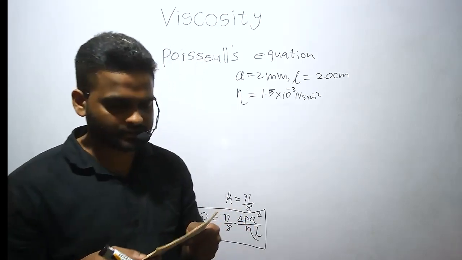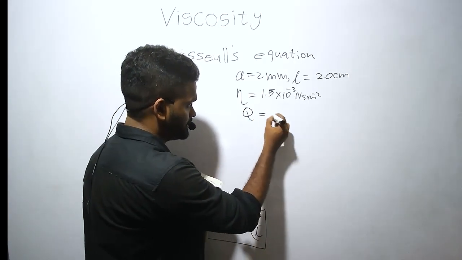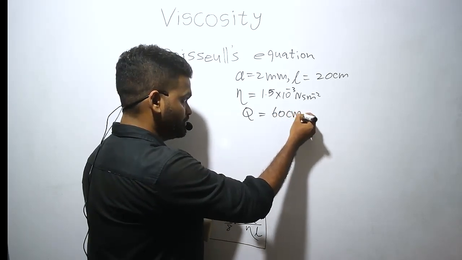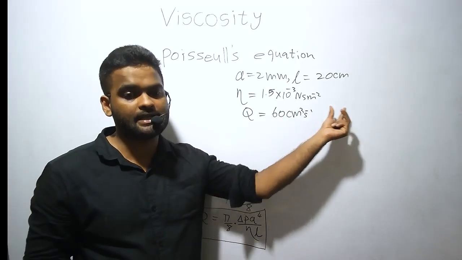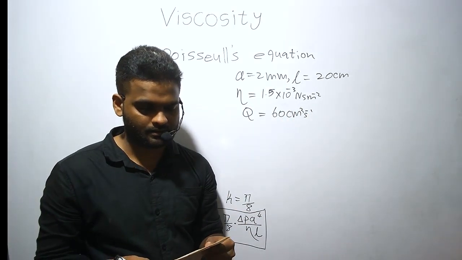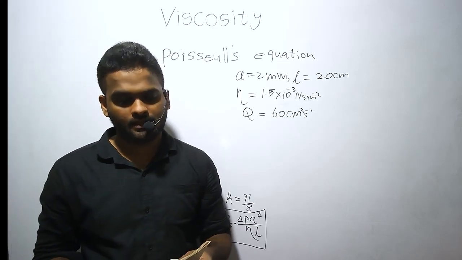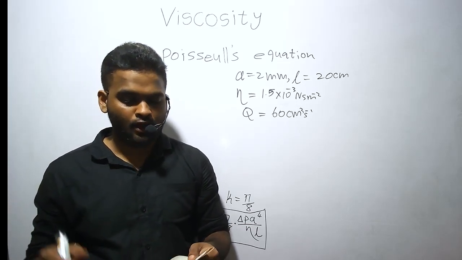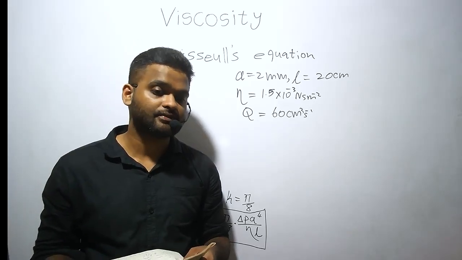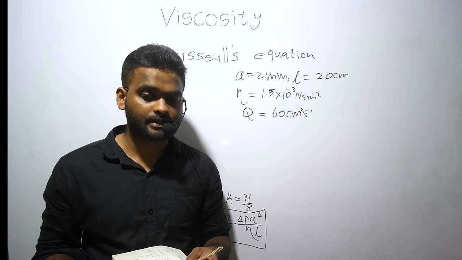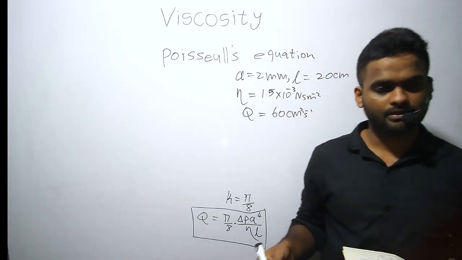Flow rate, that is Q, is 60 cubic centimeters per second. Find the pressure difference across the tube.